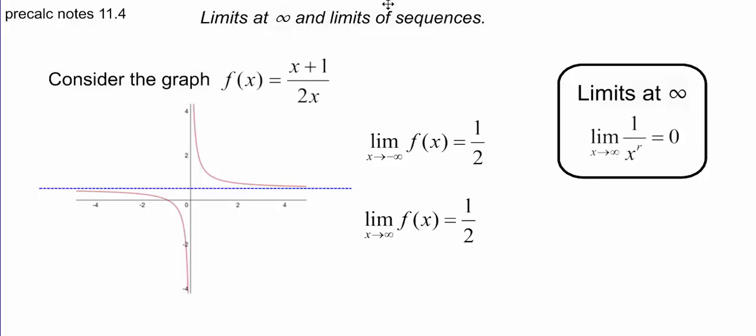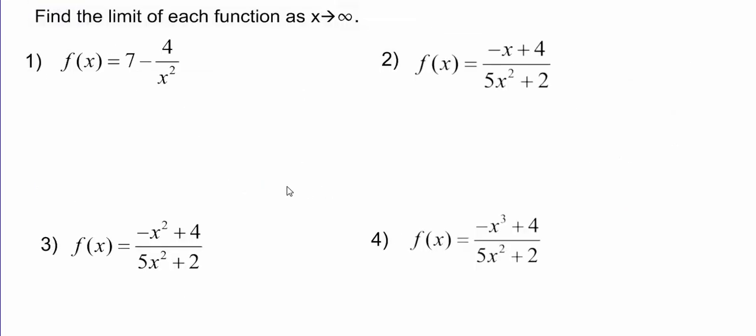Another topic to consider is anytime you're looking at limits to infinity, you have to consider this situation. The limit as x approaches infinity of 1 over x to the power r, where r is a positive power, r greater than or equal to 1, is equal to 0. In other words, the denominator is going to get increasingly large. 1 divided by a big number is getting close to 0. So that's what we're talking about today, these two concepts. So let's get started.